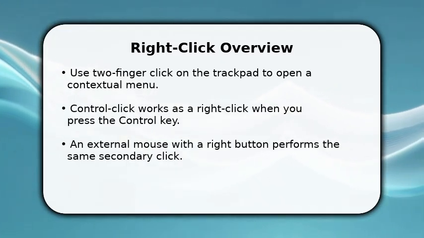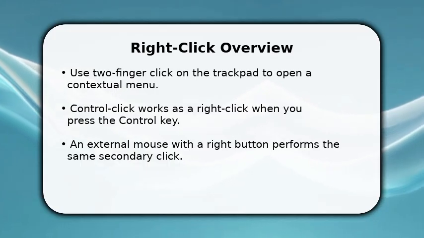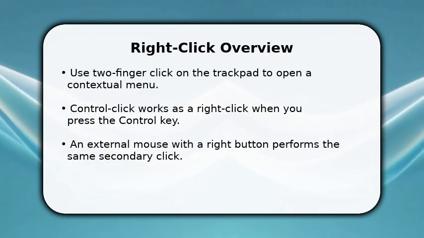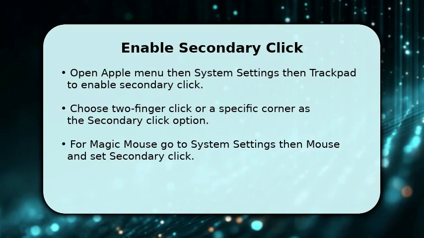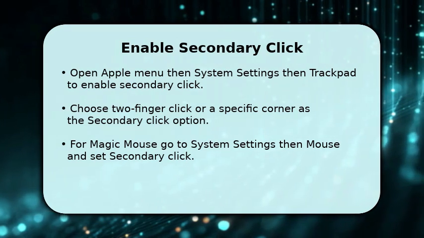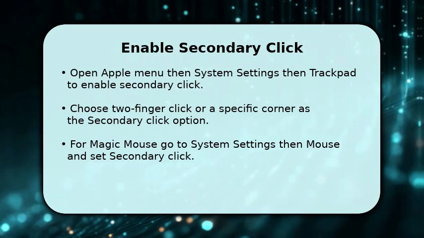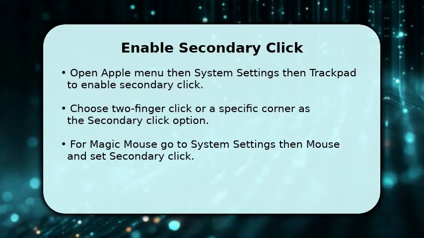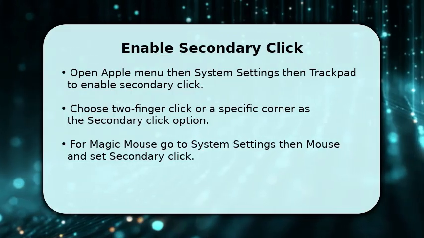You can also assign a corner for right-click in trackpad settings. These methods work across Finder, browsers, and most apps. To enable secondary click, open the Apple menu and choose System Settings. Select Trackpad and then the Point and Click section to find secondary click. Choose two-finger click or set a specific bottom corner for the secondary click.